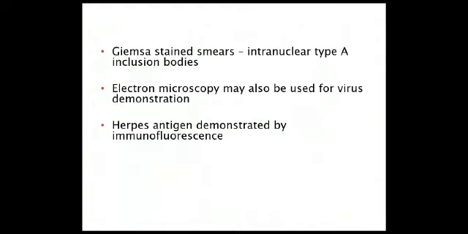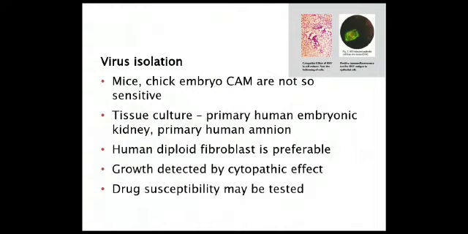Electron microscopy can be used for studying the morphology of the virus, and the herpes antigens can also be demonstrated by immunofluorescence. Coming to culture of these samples, the virus can also be isolated. Mice, chick embryo, and chorioallantoic membrane can be used, but the sensitivity is slightly low. Therefore tissue cultures can be done, wherein we can use primary human embryonic kidney cell lines, primary human amnion cell lines, but most commonly used are the human diploid fibroblasts, and the growth is detected by the presence of cytopathic effect.